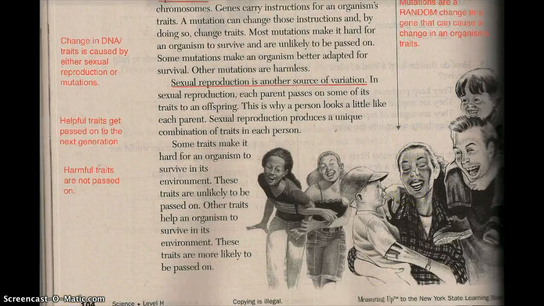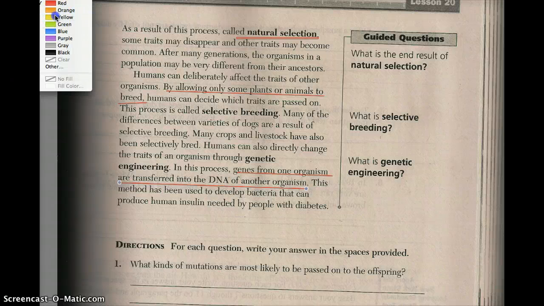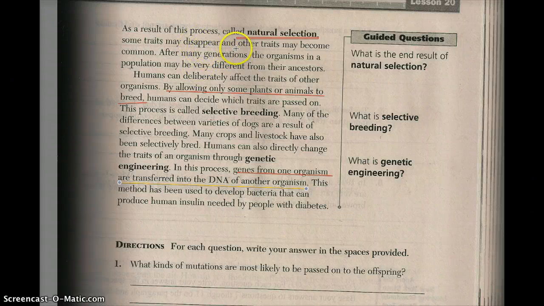Okay, next page. What is the end result of natural selection? So over here we read that after many generations, the organism and population may be different from their ancestors. So natural selection takes a really long time. An end result is that organisms are different than their common ancestor.